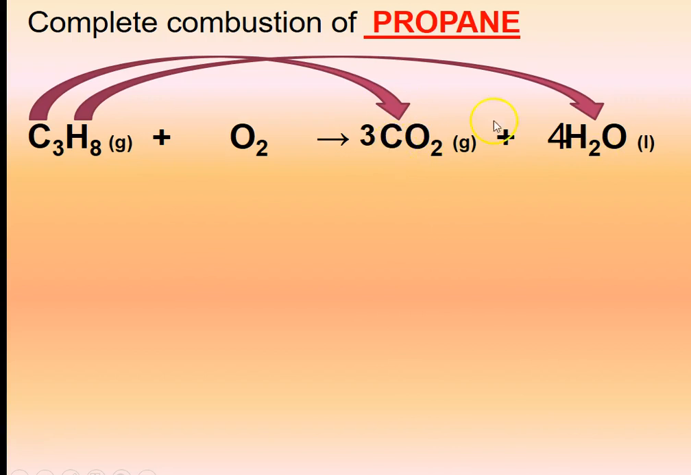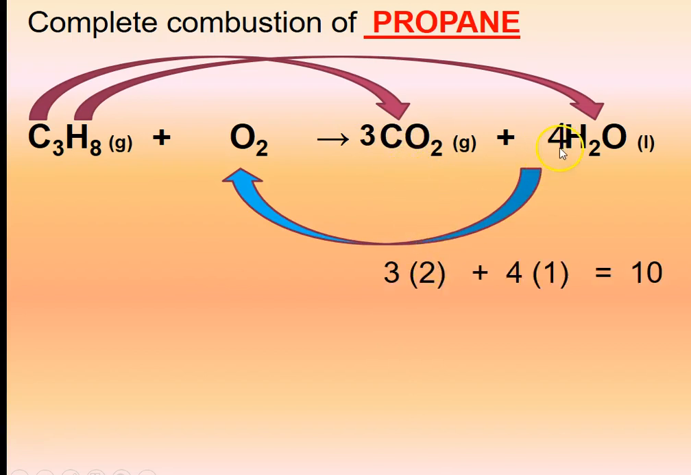So now we've got the most oxygens we will have. So we work out how many oxygens we have on this side. So we've got 3. Each carbon dioxide molecule has 2, so 3 times 2. And on this side, each water molecule has 1, so we've got 4 lots of 1. So 3 times 2 is 6, and 4 times 1 is 4, so 6 and 4 make 10. So another way of saying it is we have 6 oxygens on this side, 3 lots of 2, and we have 4 oxygens on this side, 4 lots of 1. So 6 and 4 make 10.